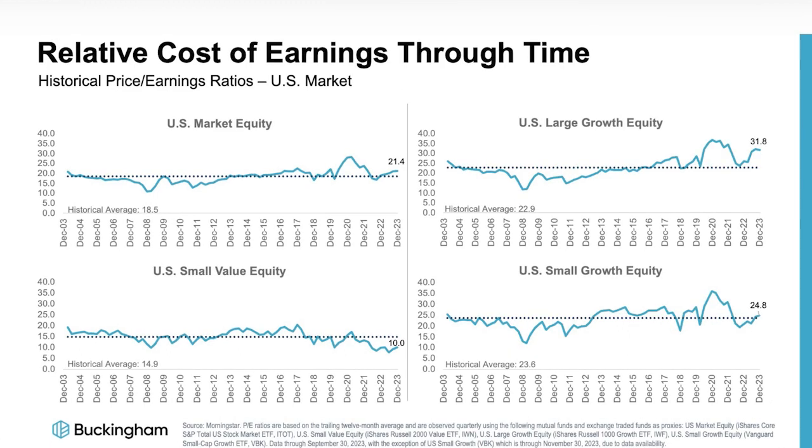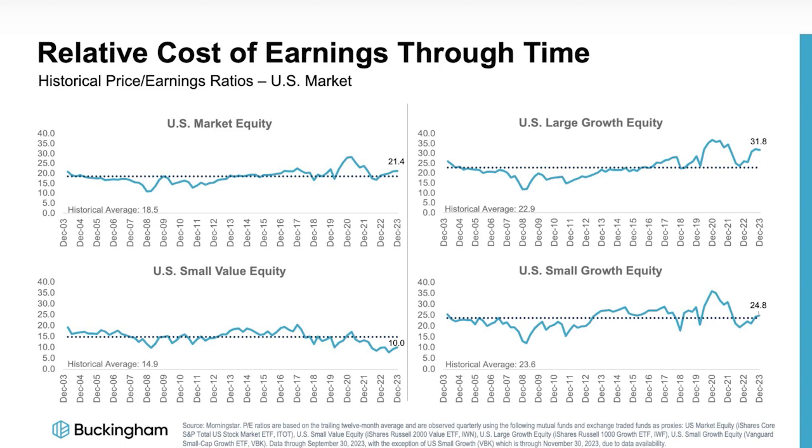Now here we have the same analysis but isolating U.S. equities so that we can see how valuations compare across different styles. Recalling the annualized performance slides, we know that large growth has had an exceptional 10-year period. We can see that the growth in prices has exceeded the growth in earnings as the PE ratio has climbed to 31.8 to close the quarter, which is above its average since 2004.